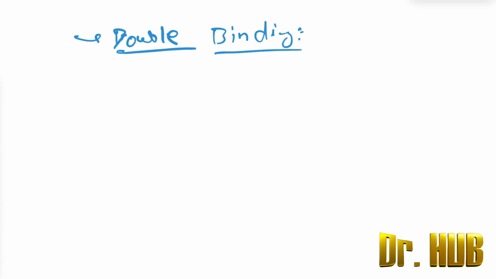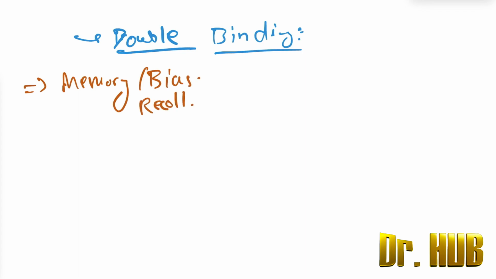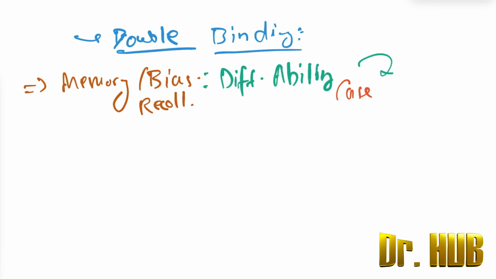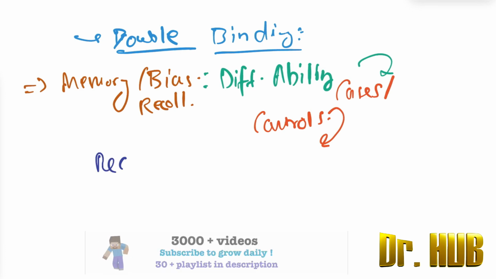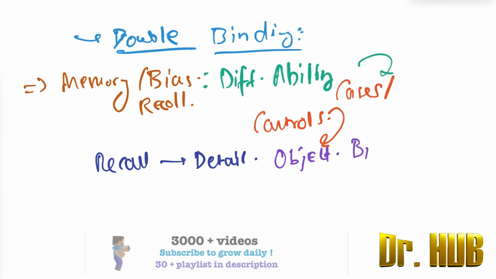The next bias we are going to see is known as the memory or recall bias. Here, there is a differential ability of the cases as well as the controls to recall a certain detail, and it is an objective bias.